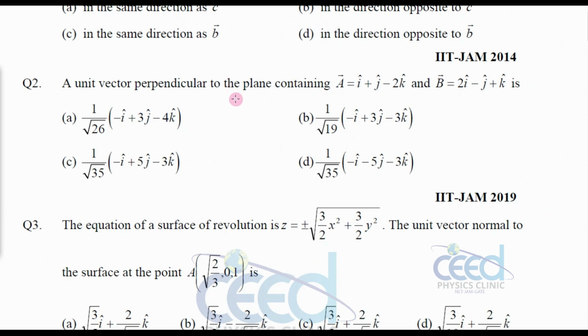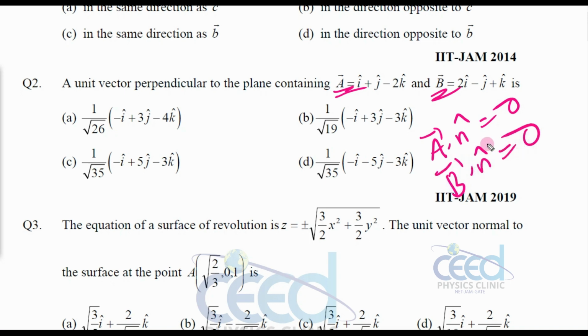A unit vector perpendicular to the plane containing A equal to I plus J minus 2K and B equal to 2I cap minus J cap plus K cap, right? So we can check this by trial. For any one of the options, its dot product will be 0 with A and B. So which vector shows A dot n cap equal to 0 and B dot n cap equal to 0.